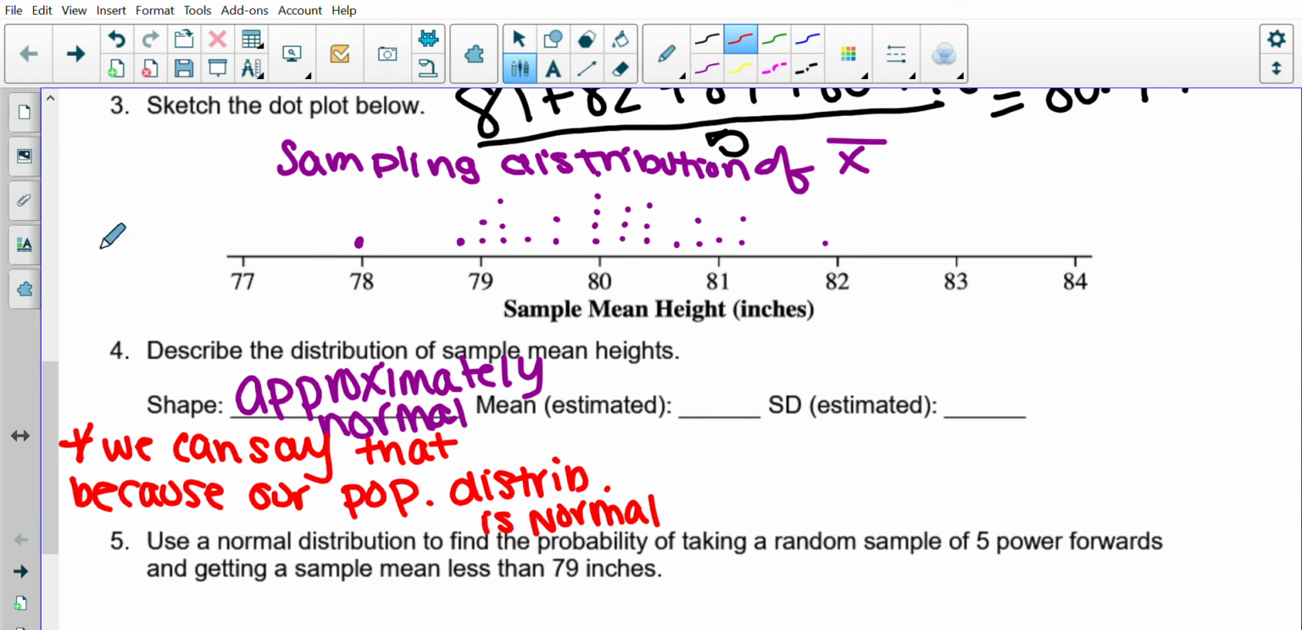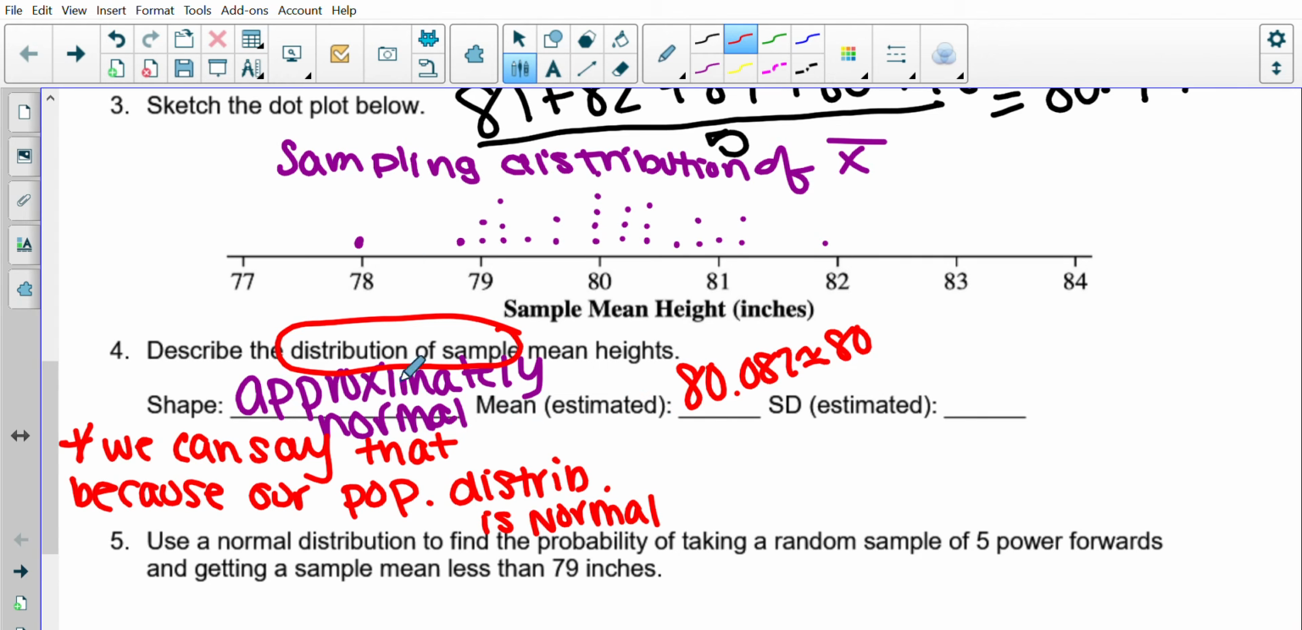Okay, so because our population distribution was normal, then our sample distribution is normal. And we can also say something about the mean. If I were to add all these up, our sample mean is going to be the same as our population mean. So we're going to estimate it. It's roughly going to be around what our population mean is, and I'm just going to say 80.